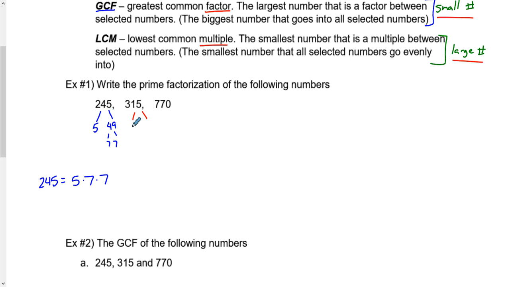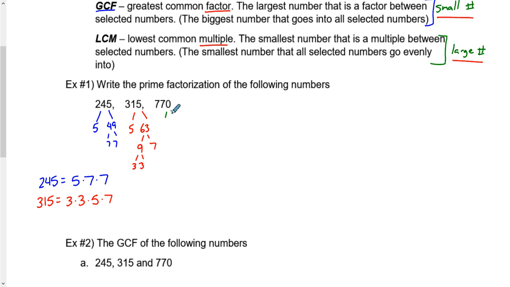315. Well, I also know that that can be broken down by 5. 315 divided by 5 is 63. 63 can be broken down. Let's see, 6 add 3 is 9, which means I know that it can be divisible by 9. 63 divided by 9 is 7. Now 9 is 2 3s. So 315 is 3 times 3 times 5 times 7.